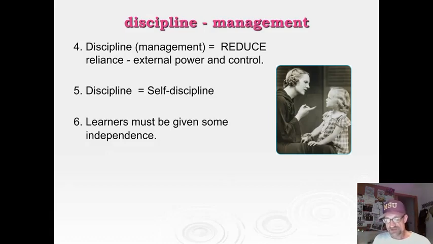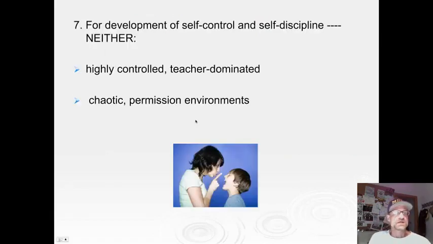In order to develop some discipline, learners must be given independence. They must have practice making choices if they're going to learn how to make good choices. So, for development of self-control, neither a teacher-dominated authoritative classroom is good, nor a chaotic permissive one. You need to find this place right in the middle where you are creating structure.